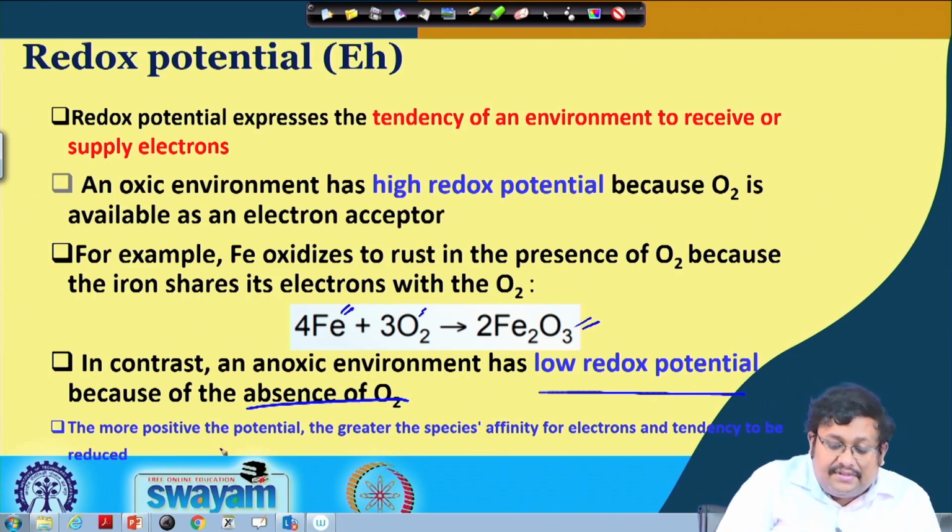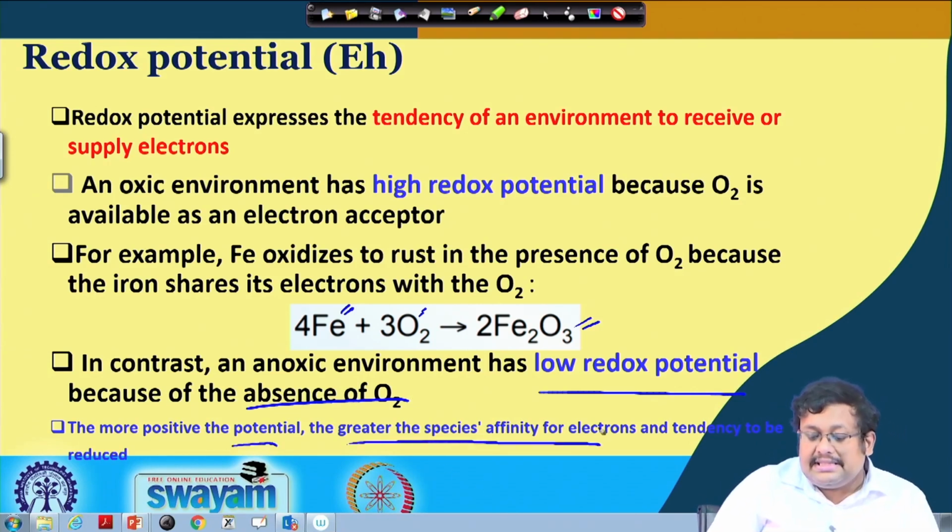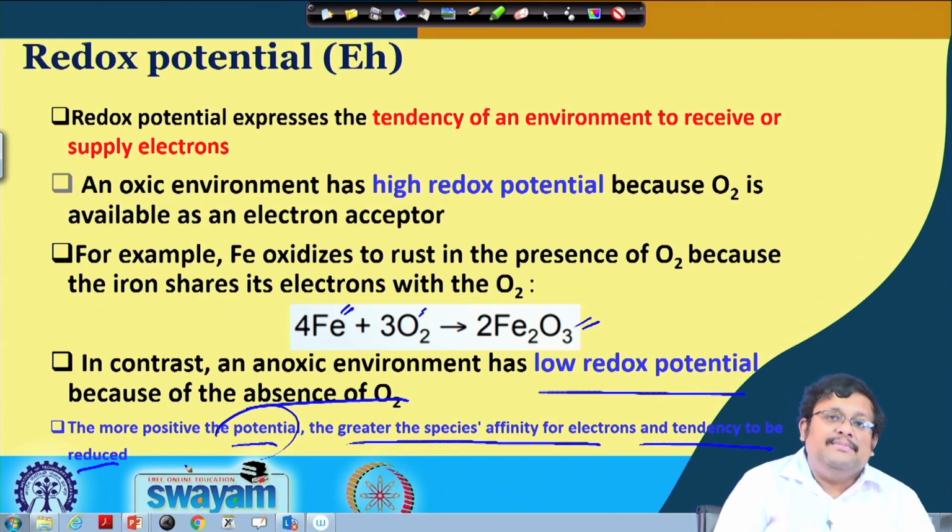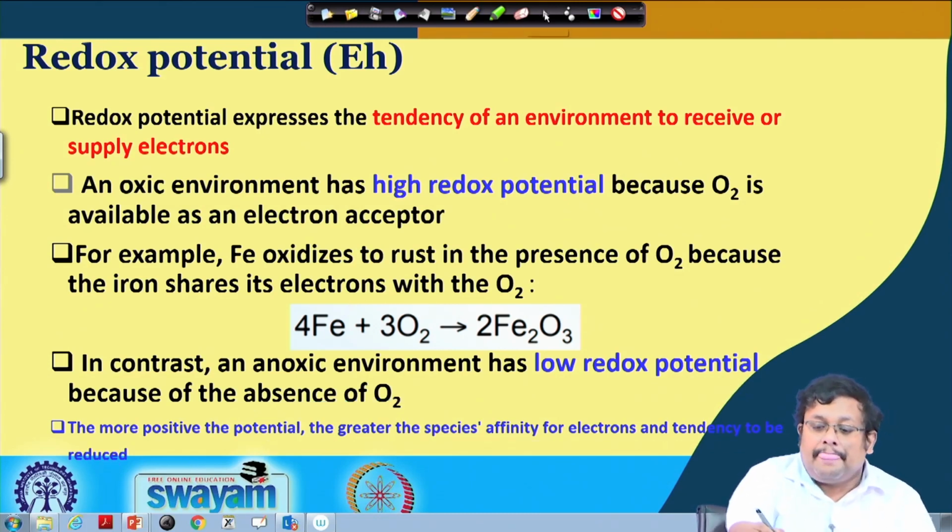The more positive the potential, the greater is the species' affinity for electrons and tendency to be reduced. In other words, the more positive the potential, that means the higher the redox potential, the greater is the species' affinity for electrons and tendency to be reduced. So, high redox potential means this environment has more tendency to get reduced by accepting electrons. Okay.